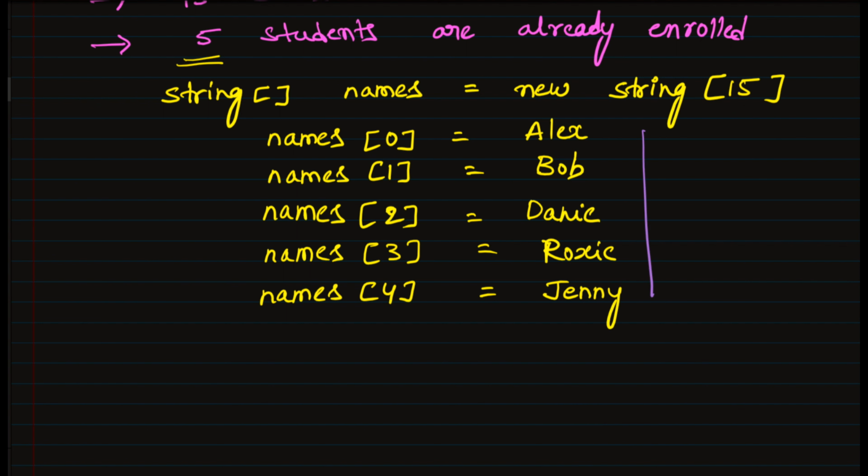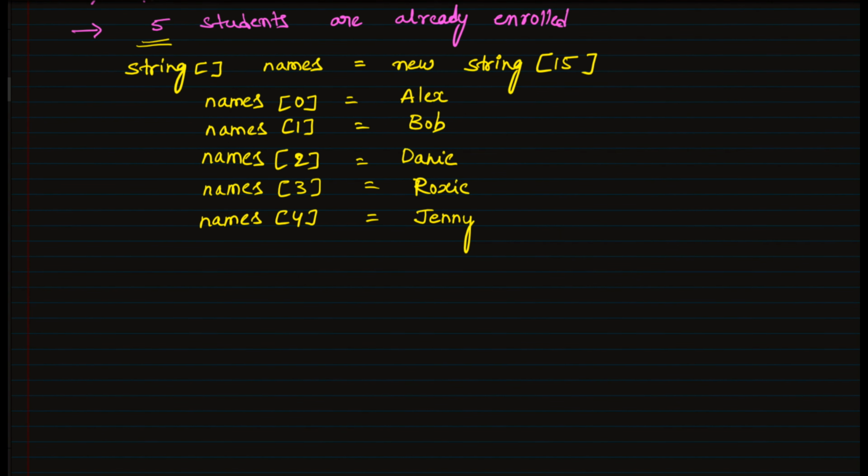So initially we got 5 students, which we have stored in alphabetic order, because A comes first. So Alex, then Bob, and then Danny, and then Roxy and Jenny. So how does it look in memory?